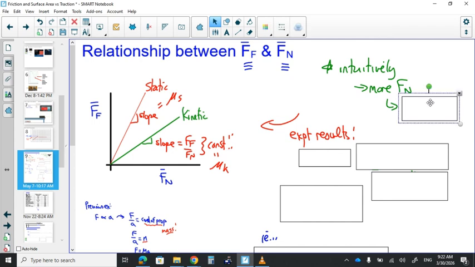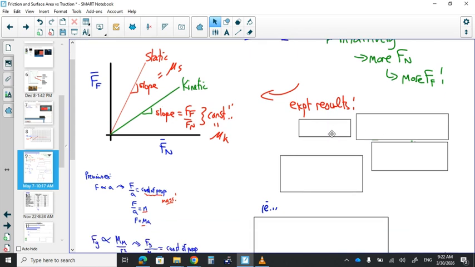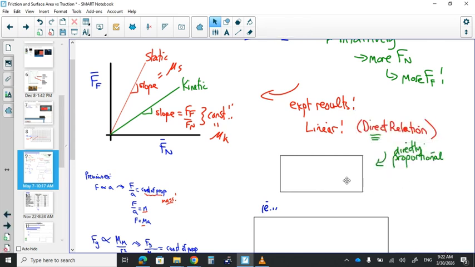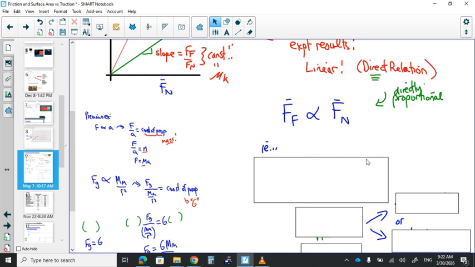So intuitively, of course, if there's more contact force between surfaces, there's going to be more friction, right? Experimental results actually would end up being nice like this. They'd be linear, and it would show a direct relationship, right? And so they're directly proportional. That slope is that constant of proportionality, that number that relates the two values. So just like in grade 9 math, we have your y and your x, and then slope is the m in y equals mx, right? Or if you had a y-intercept, y equals mx plus b.